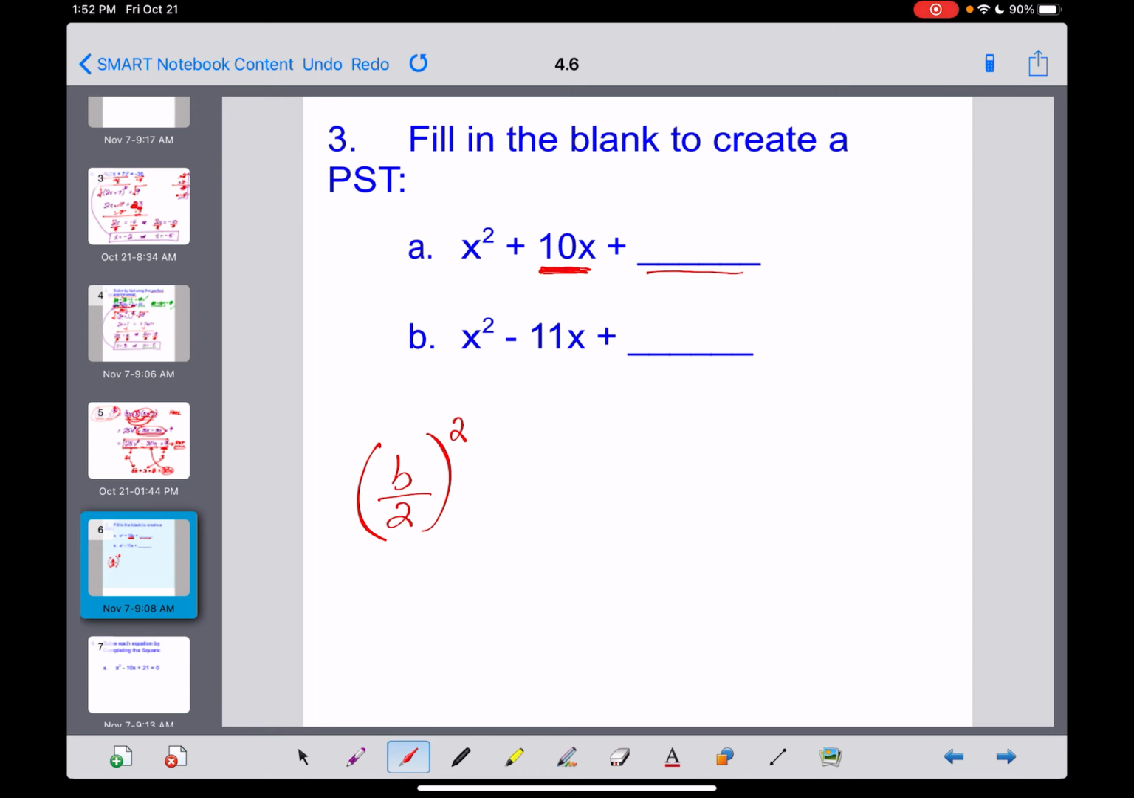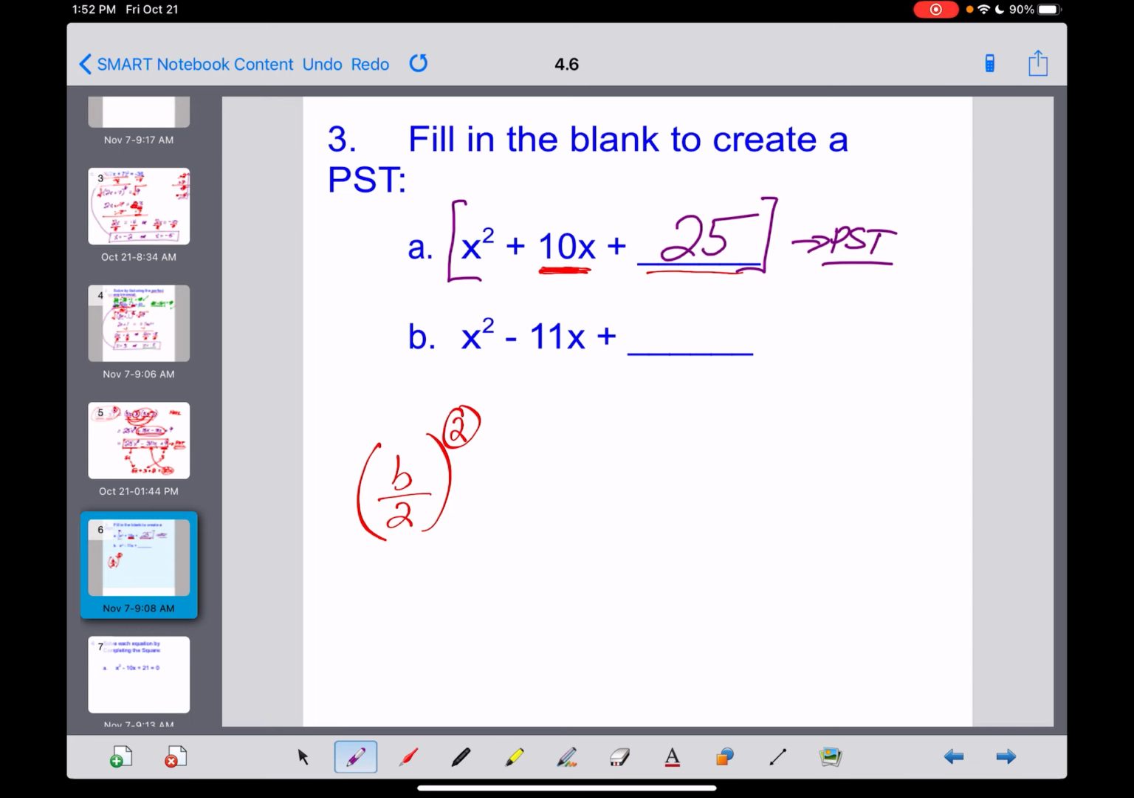So in this first example, our b value is 10. So 10 gets divided by 2 to make a 5, and then we square that 5, and we get a 25 that goes there. x squared plus 10x plus 25. That, everybody, is a perfect square trinomial that we could then factor.